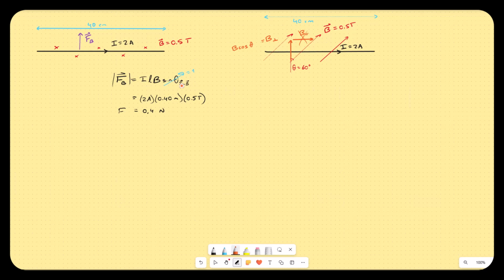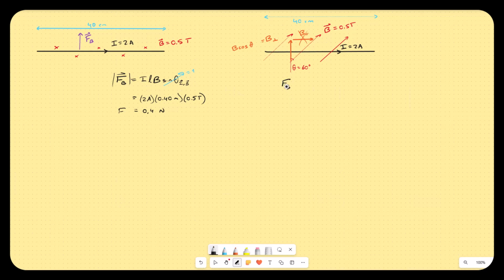Back here I said sine of the angle, but that was the angle between the current and the magnetic field. The angle between the current and the magnetic field is here. So if this is 60 degrees, this is going to be 30 degrees, and the sine of 30 degrees is going to be the same as the cosine of 60 degrees. So instead of looking at this as I L B sine theta, I want to look at this as I L B perpendicular, and that gets the job done too.